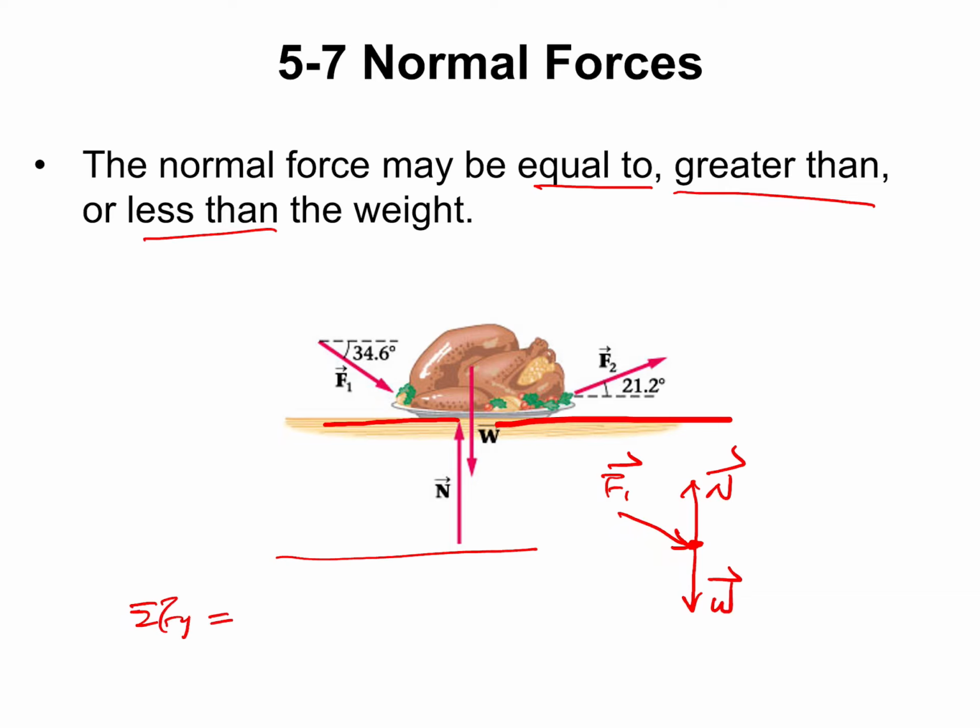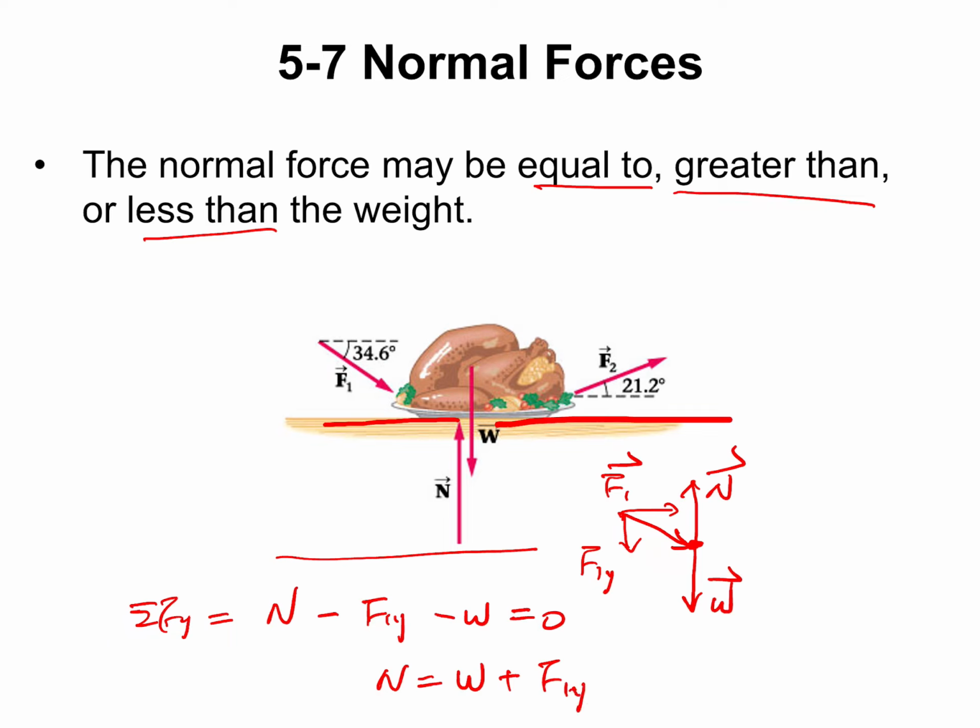So what is the net force in the y-axis? You have decomposed everybody, so this is F1y. Let's make up positive and down negative. So the normal force is up, positive, minus F1y, minus W, and adding all together is 0. So the normal force equals the weight plus F1y.